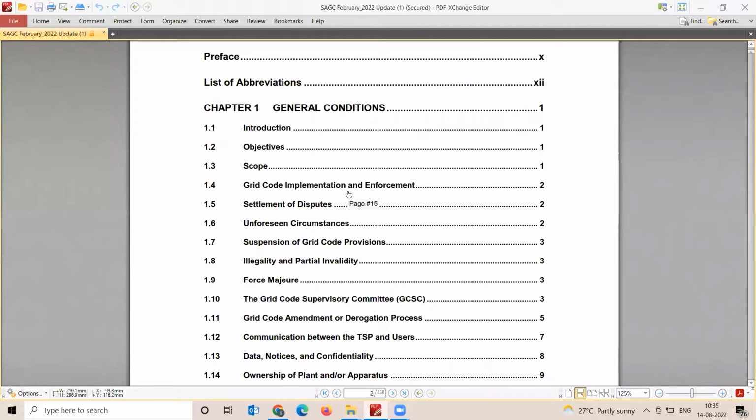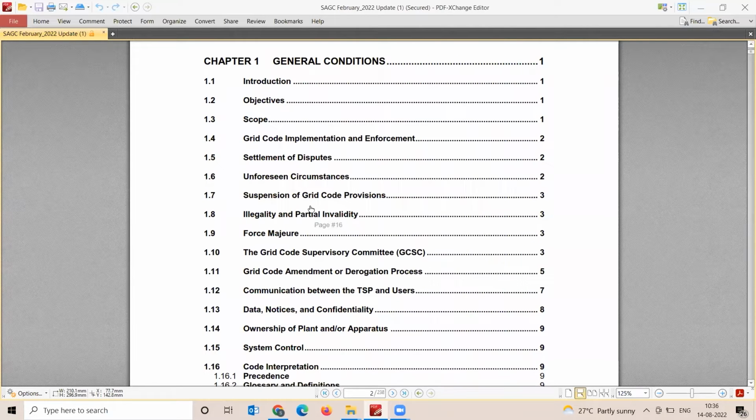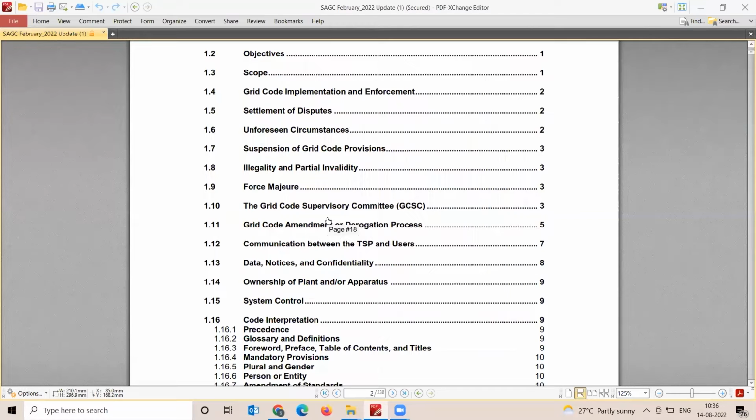They have also given how to implement it. And of course, if there is a dispute between an independent power producer and the transco, or transmission utility, or whoever it is, how to solve these disputes. For unforeseen circumstances, where we can suspend this grid code, partial invalidity, force majeure, and generic provisions, all of this is given. If you want, I can share this document. It is downloadable on the internet; you can download it also.